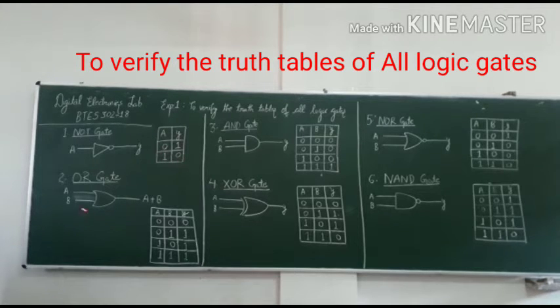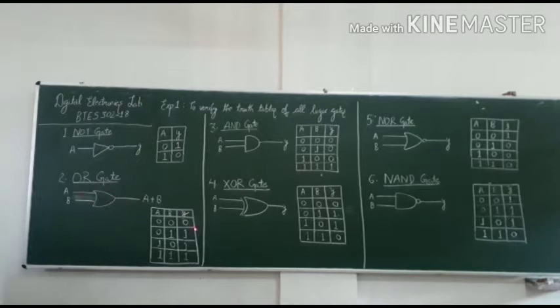The next is the circuit of OR gate. This is the symbol of it, and the truth table of OR gate is: for 0 and 0, the output is 0. For input A and B as 0 and 1, output is 1. For A is 1 and B is 0, output is also 1. And again at the last point, when both the inputs are 1, the output will be 1. This is based on the logical addition.